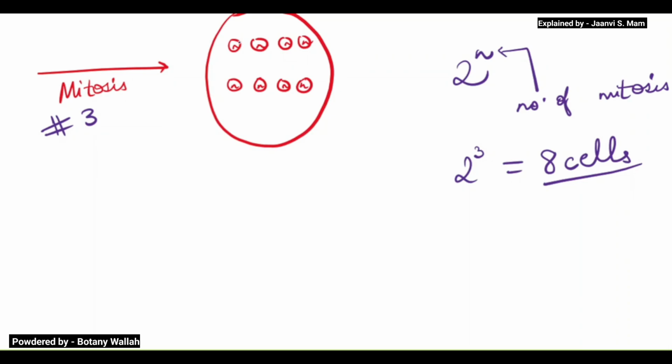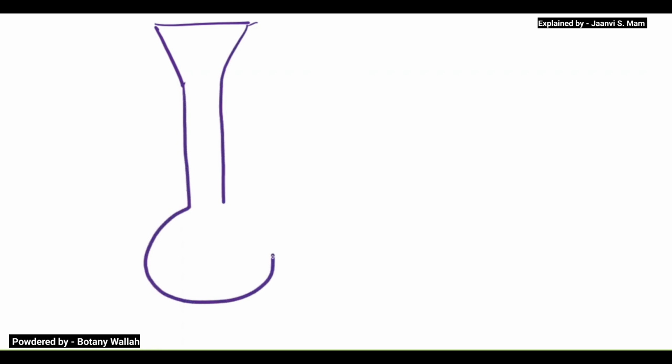But each nucleus will get its own covering also. Means each nucleus will get its own cell wall. Here we will say cell wall. Okay, so here what will happen if I speak about the stigma, style and ovary. See, this is stigma, this is your style, and this is ovary.